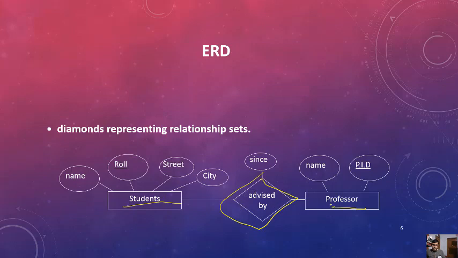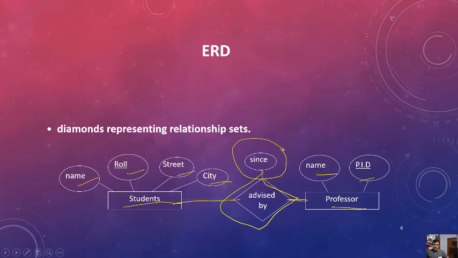The student entity has its own attributes, the professor entity has its own attributes, and this relationship has a new attribute called since, that is, since when the professor advises the students, or the students are advised by the professor. So this is called the relationship. It is represented by the diamond shape.